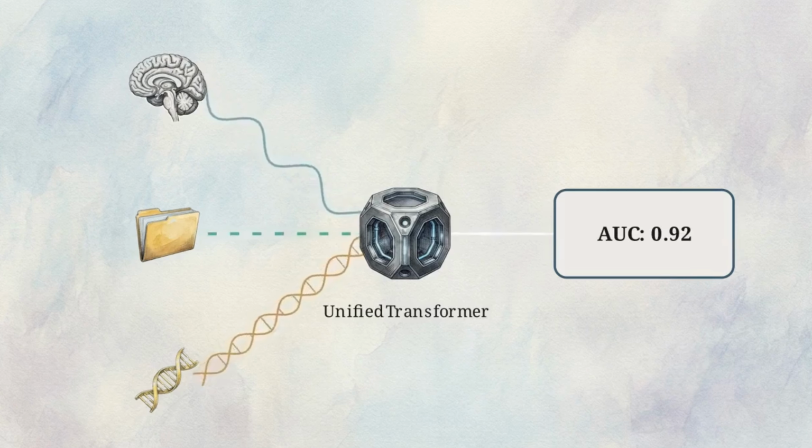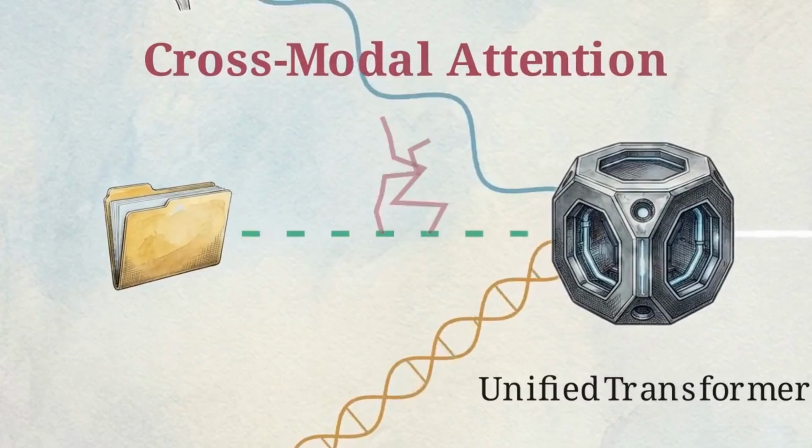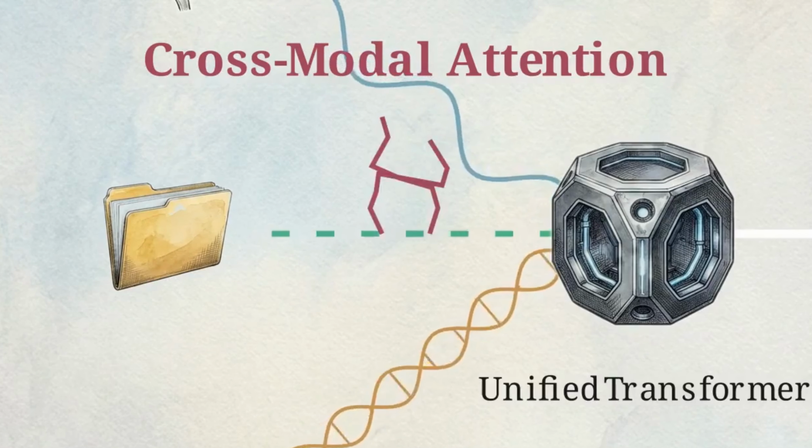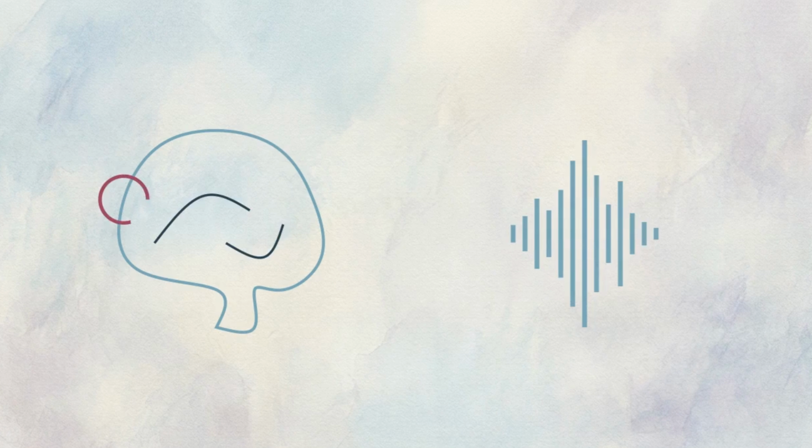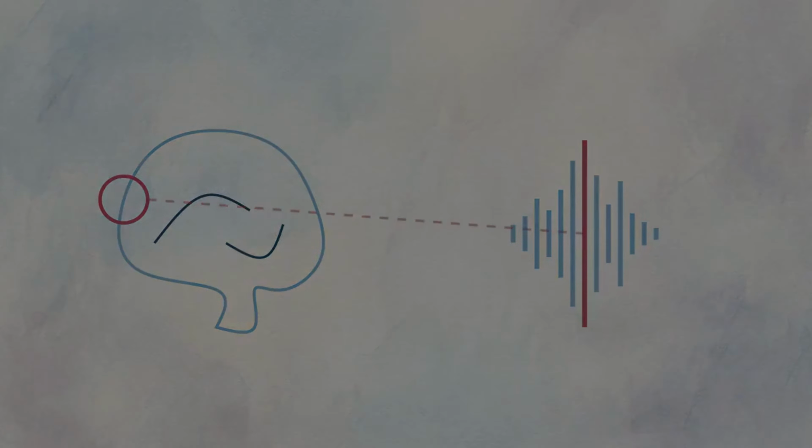Multimodal fusion allows the model to process structural imaging, text-based clinical notes, and genomic sequences in a single, unified transformer. Advanced transformer models use a mechanism called cross-modal attention to link these disparate inputs. This allows the model to identify associations between different modalities, such as a structural brain anomaly on an MRI scan and a specific linguistic pattern found in a patient's speech.